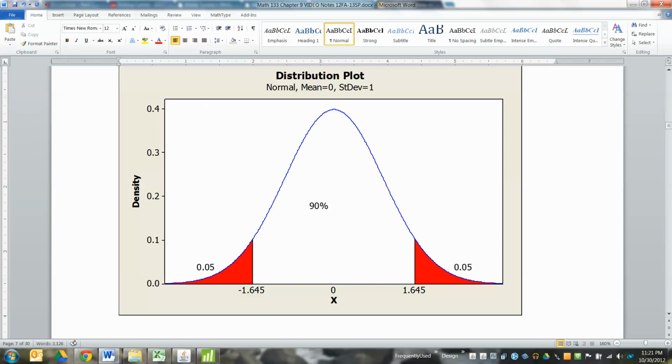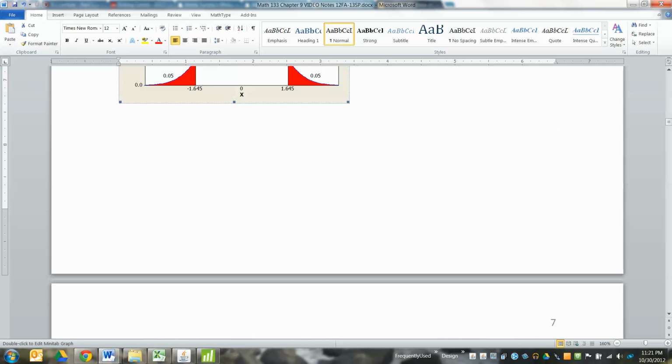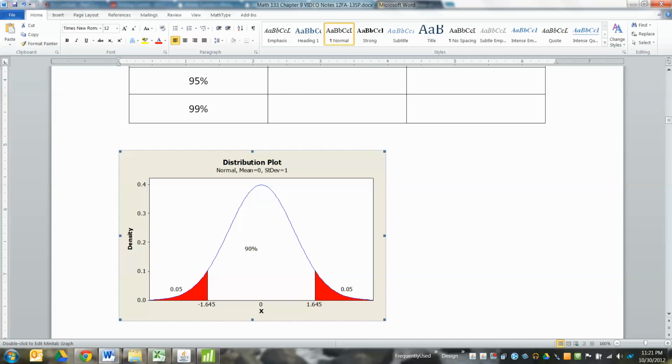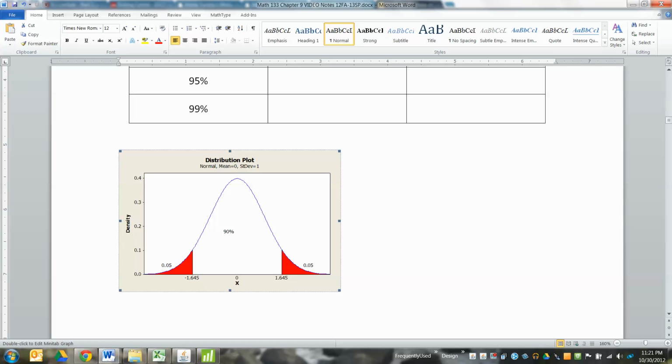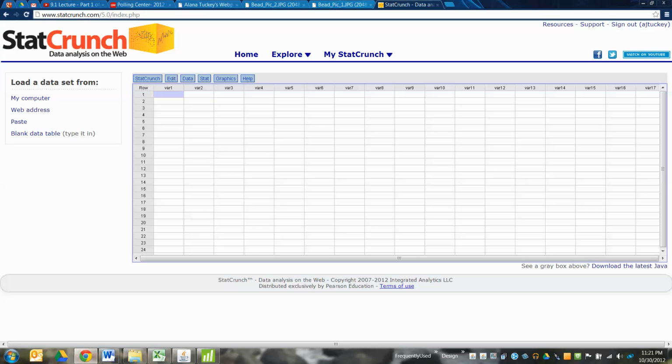Now I'm going to draw a picture. I'm going to insert that picture in here, even though when you're taking your notes, you're just going to draw it by hand on your note sheet. But we just want to keep this in mind for our own image in our head of what's going on. So what we're going to do is make Excel and or StatCrunch find these numbers for us, this 1.645 business. Okay, so let me go back to StatCrunch over here.